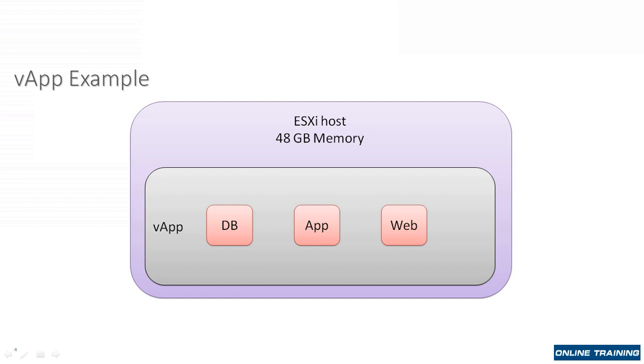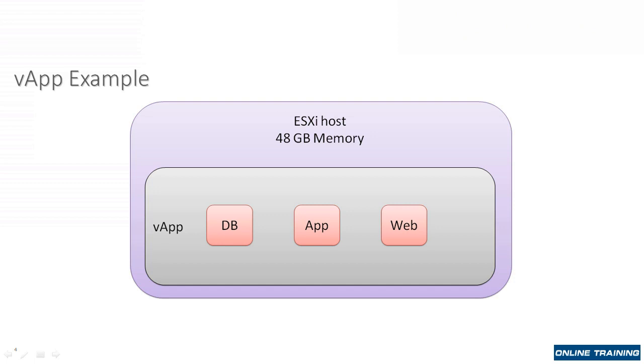So for example, in this scenario, let's say that I've got this website that requires a database on the back end. So on the left-hand side, we see my DB virtual machine. And then we've got an application server that kind of runs in the middle. And then we have the actual web server that presents the web page to my end users.